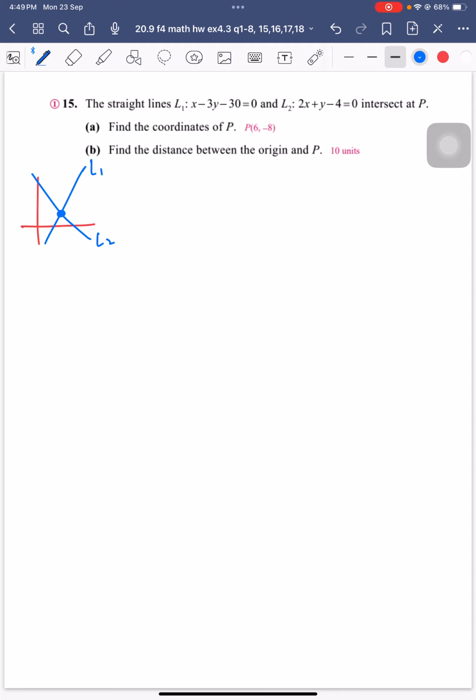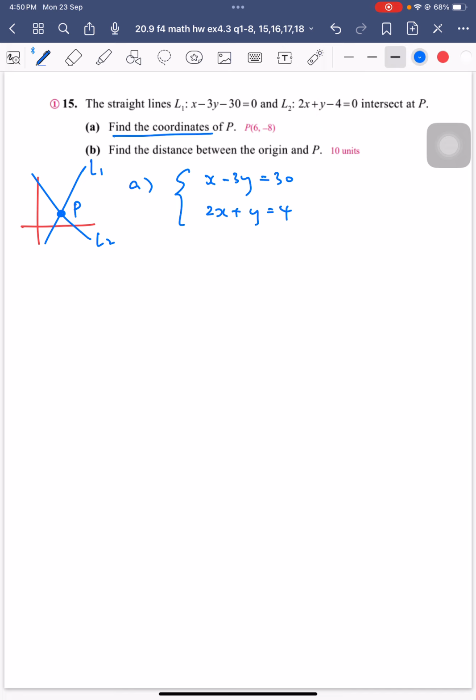So this is going to be the intersection point P. First of all, you need to find the coordinates of P, which means I need to find the intersection between L1 and L2. So first of all, we can just write it into simultaneous equations in two unknowns. So I have x minus 3y equal to 30, and I have 2x plus y equal to 4. I change it a little bit to the general form. I move the negative 30 to the right and it becomes positive, move the negative 4 to the right and it becomes positive 4.